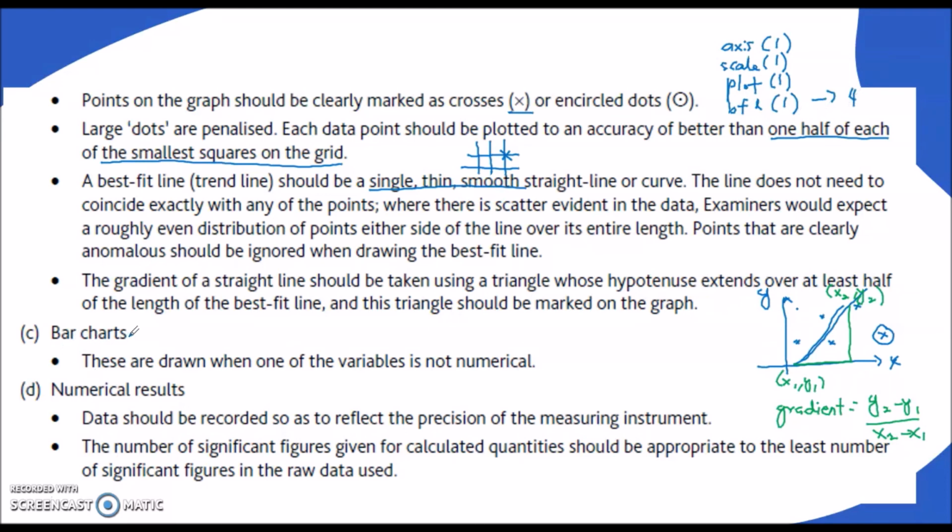Now we have bar charts. These are drawn when one of the variables is not numerical. Normally in physics, seldom do they ask about bar charts. The normal one is the graph, the straight line graph.